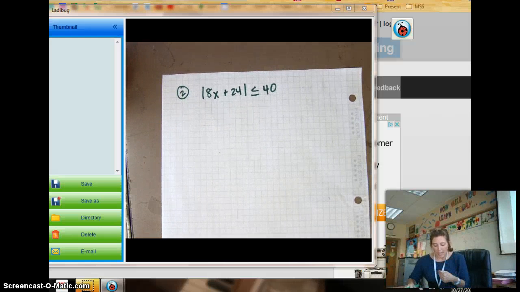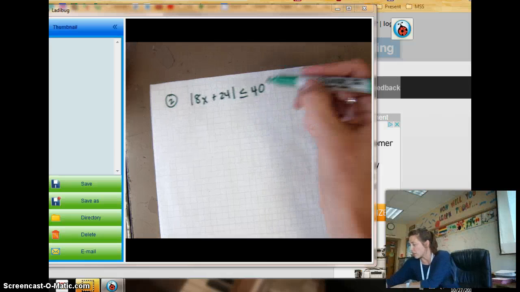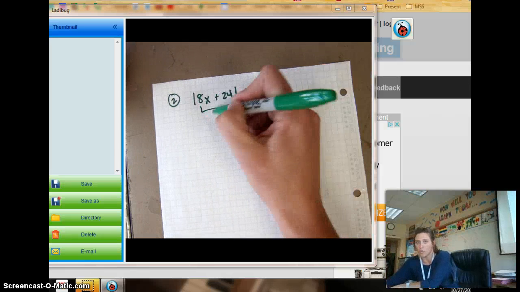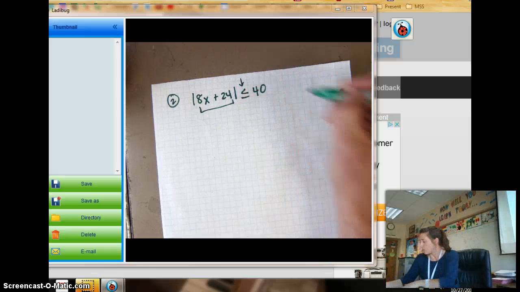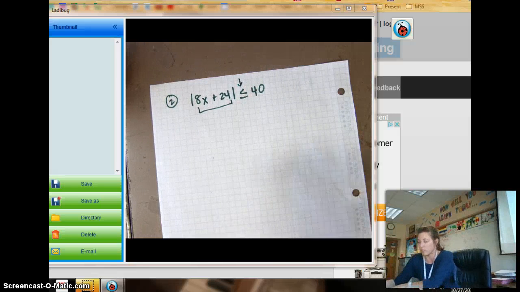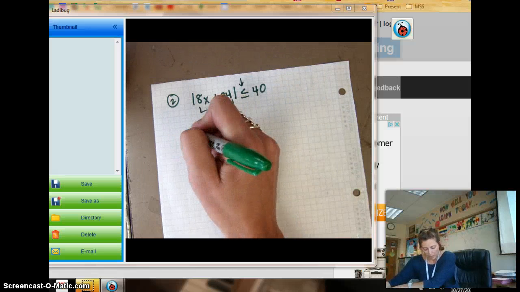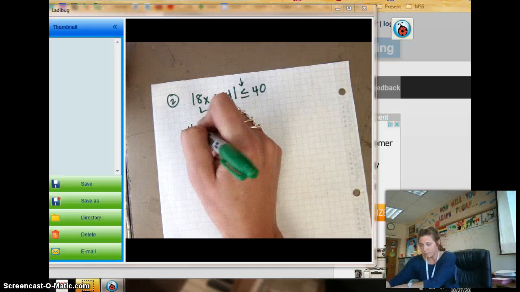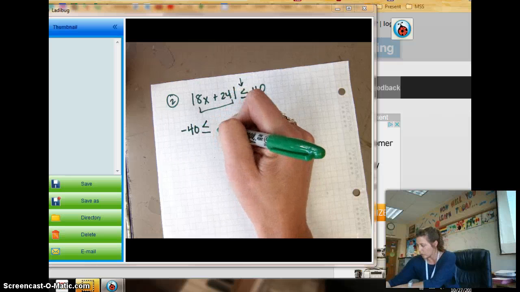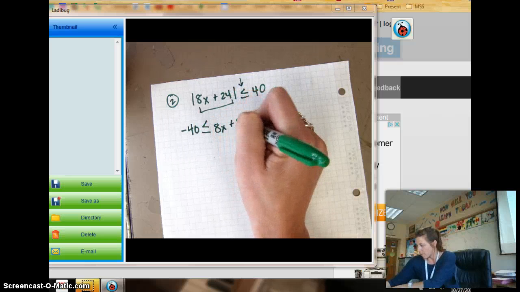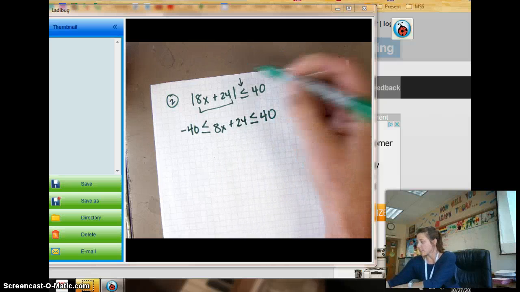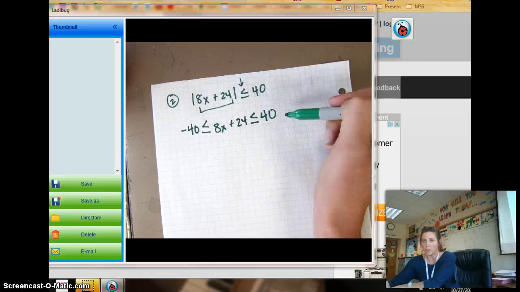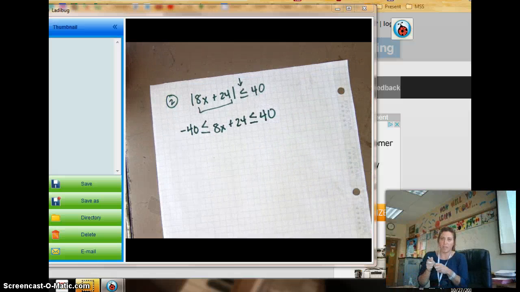But how it works, again, is we need to say, okay, this part in here can be 40, or it can also be negative 40. Because we have this inequality, we rewrite this as negative 40 is less than or equal to 8x plus 24, which is less than or equal to 40. So that double inequality now allows me to solve for both the negative and the positive side of this inequality.